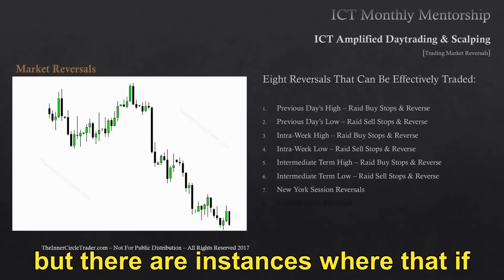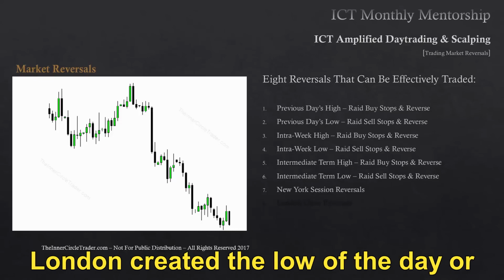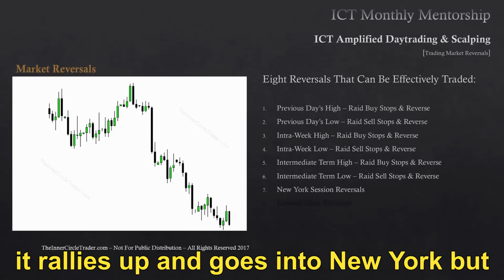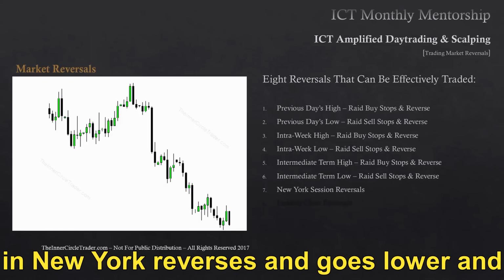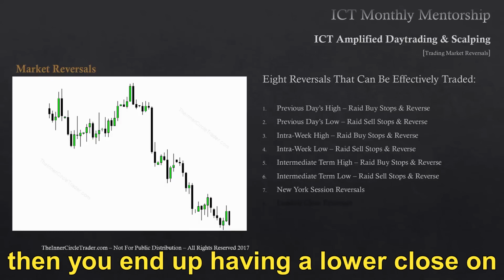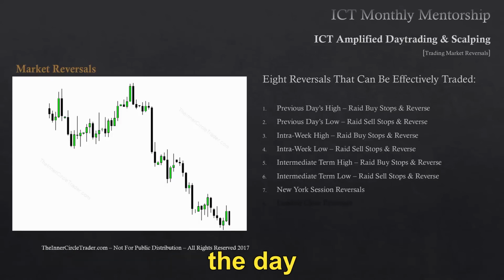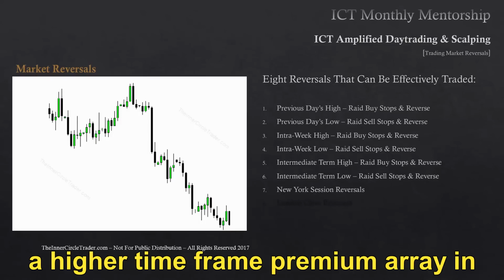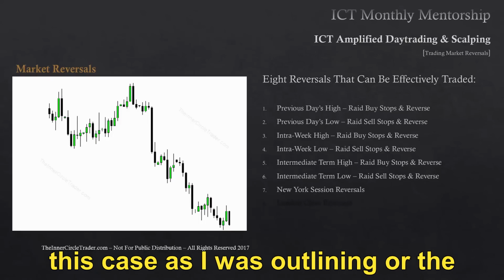But there are instances where, if London created the low of the day, or what would be the initial low of the day, it rallies up and goes into New York, but then New York reverses and goes lower, and then you end up having a lower close on the day. That occurs when the markets trade into a higher time frame premium array, or the reverse is seen.